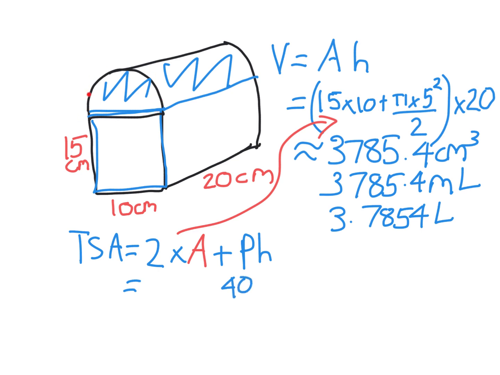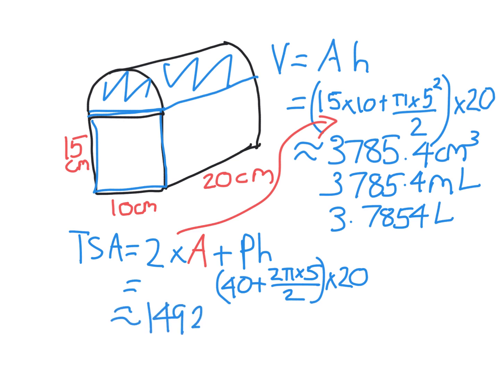So the circumference of a circle is 2 pi r, but because we have half a circle, we need to divide it by 2. So it'll be 2 times 5 times pi, because 5 is the radius, divided by 2. That is the perimeter here of that base, of that cross section. And now we just multiply that by the height of the prism. So if we put all of this on our calculator at once to avoid introducing any errors, 2 times this plus this, we should get about 1492.7. Now area is always in square units, so it'll be centimeters squared.